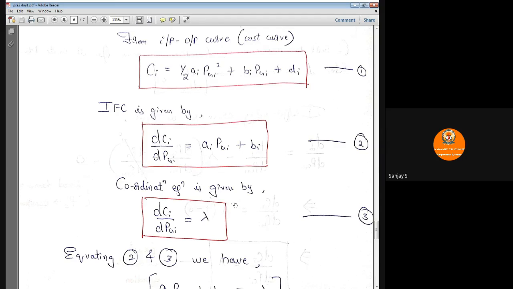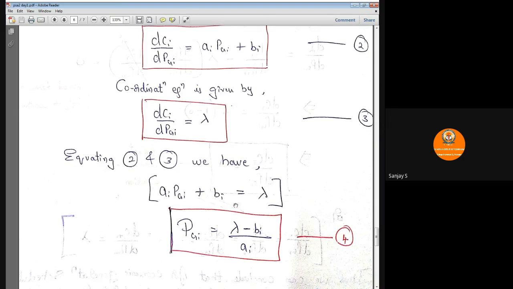Is that clear? Equate equations 2 and 3. If you equate equations 2 and 3, the RHS will be the same, so you get Ai PGi plus Bi is equal to lambda. Rearrange the same. You will be getting PGi is equal to lambda minus Bi by Ai. This is your fourth equation. So PGi, which is the power generated in any plant, is equal to lambda, that is the incremental fuel cost, minus Bi, divided by Ai, the coefficients of the cost equations. Is this clear?